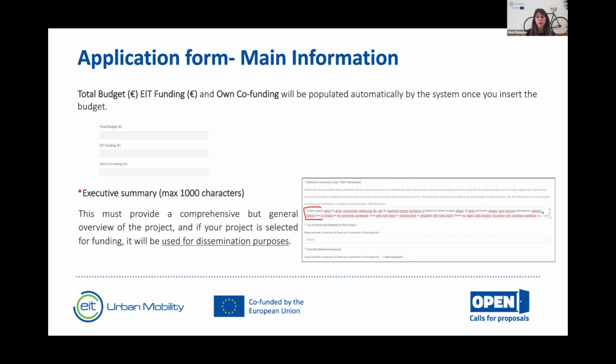And again, here you have a maximum of 1,000 characters. It's very important that, as I mentioned before with the title and the acronym of the project, you keep in mind that this could also be used for dissemination purposes. So please be aware that you have to give a comprehensive overview and not add some confidential information that you don't want to make public.